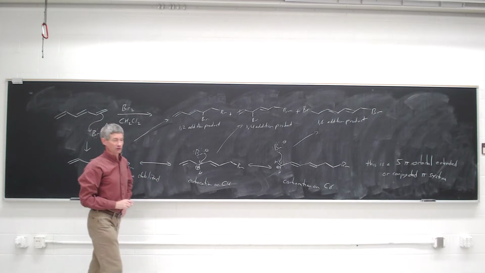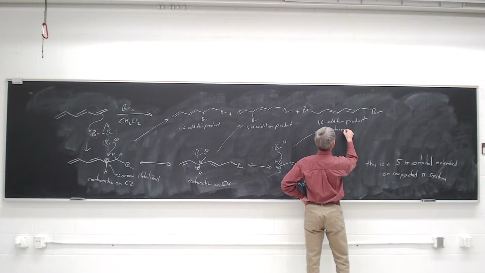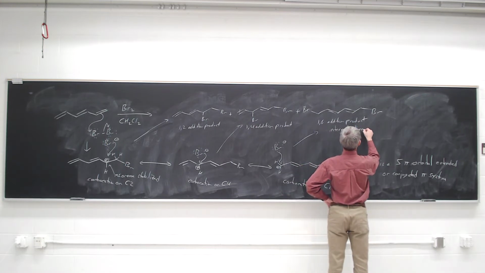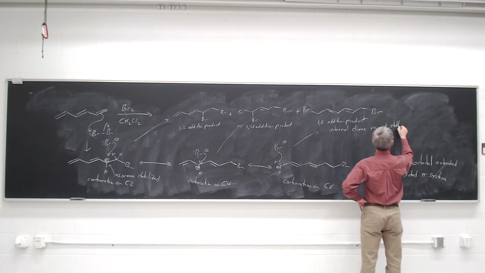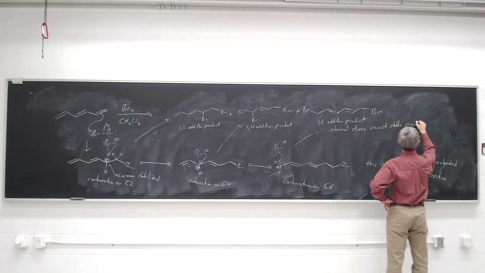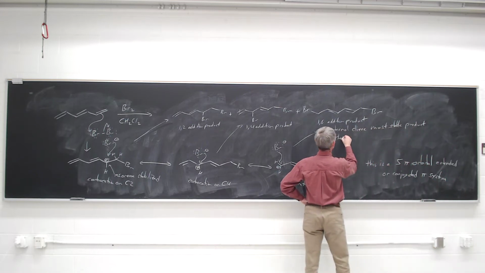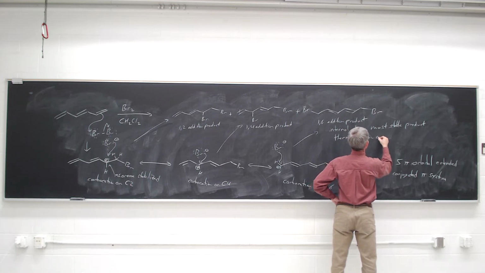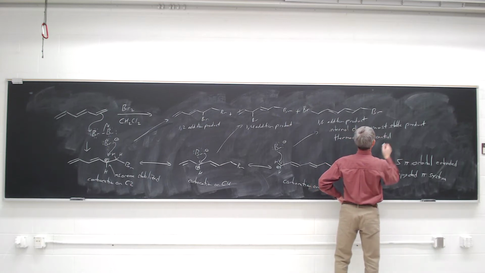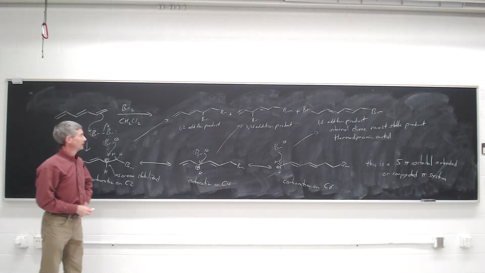The 1,6 addition product has an internal diene, which is therefore the most stable product. So if this reaction is run under thermodynamic control, we would expect to get the thermodynamic product, which is the 1,6 addition product.